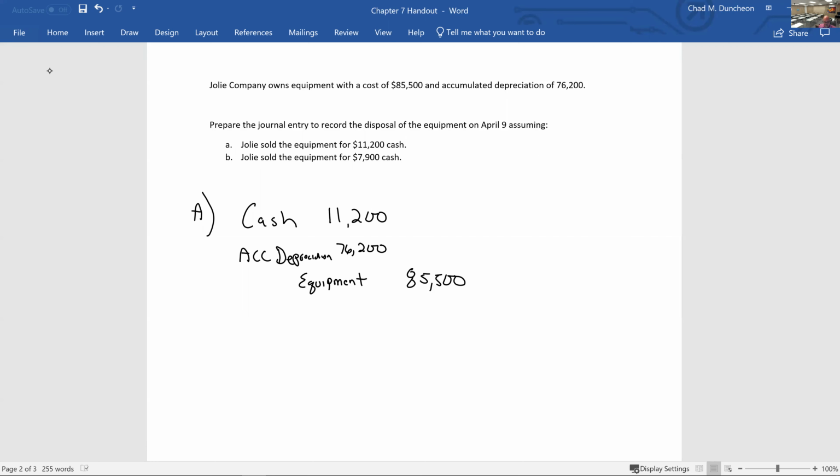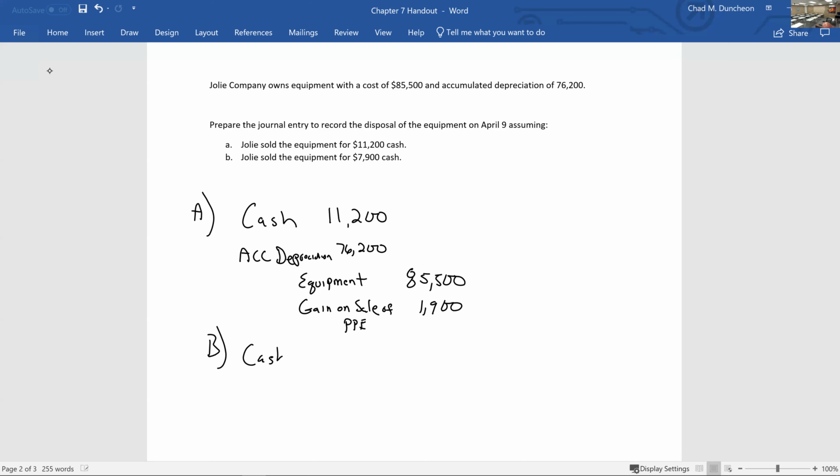And now I do some math here and I see that on my left side of the equation I have $87,400. On the right side, I have $85,500, meaning I need to put $1,900 as a credit entry. That will be considered a gain on sale of PP&E, a credit entry for $1,900 in order to make my equation balance out. Remember when I said when you're making that balancing entry, if it is a credit there, you're going to have a gain. If it's a debit, you're going to have a loss.